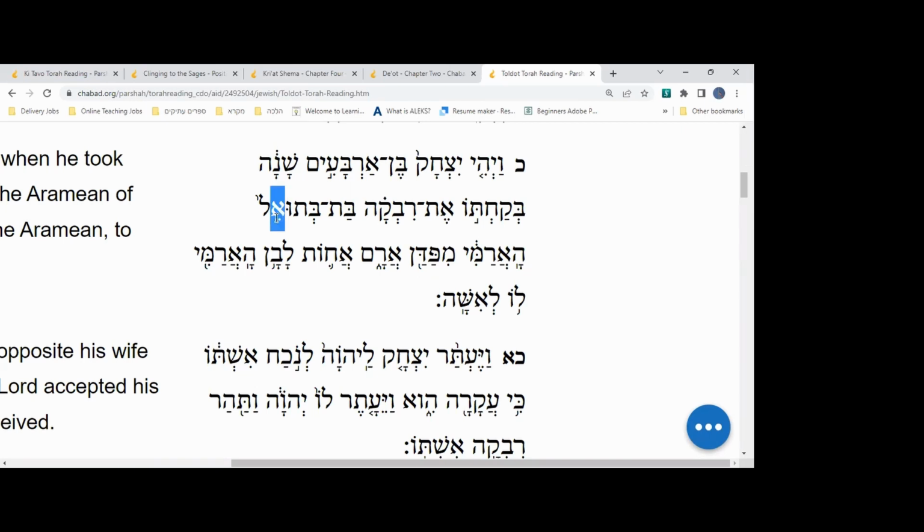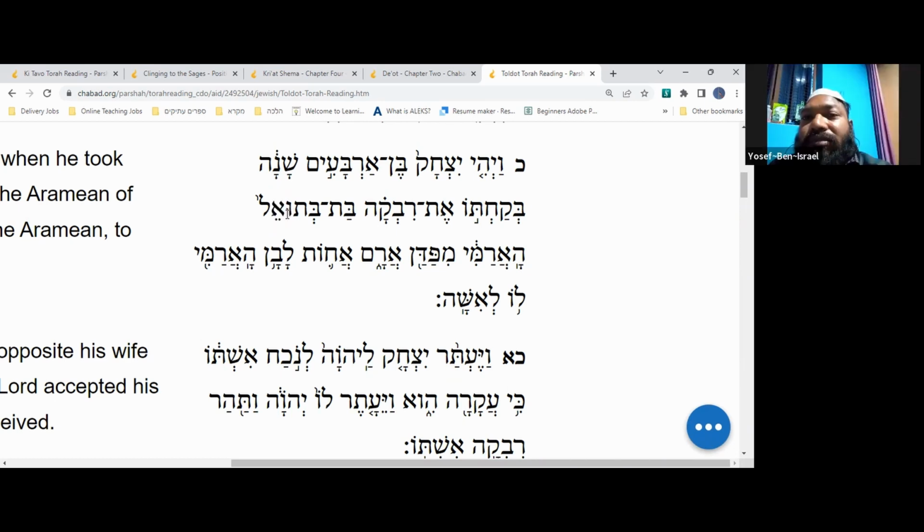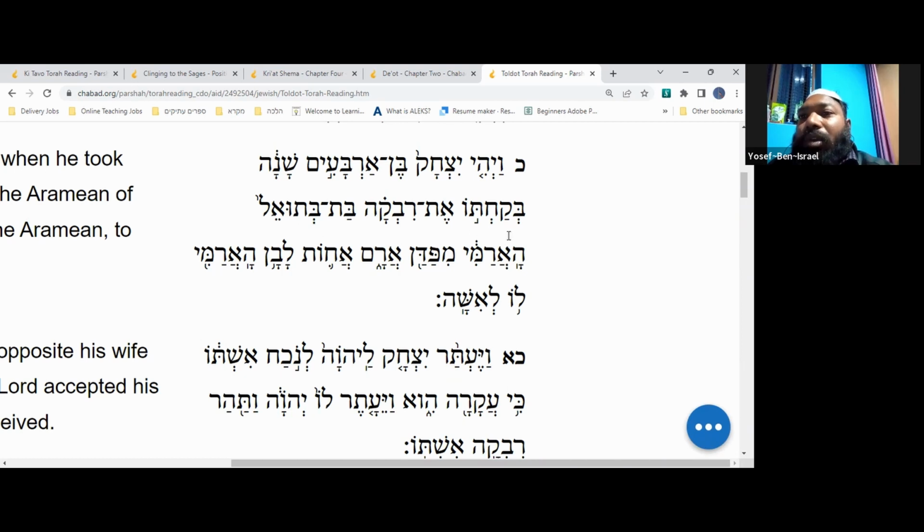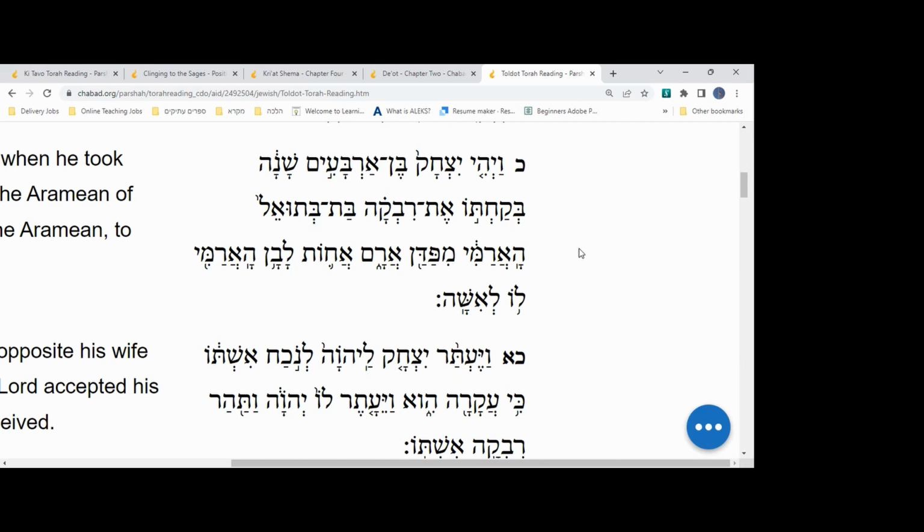Every time you see an aleph, anytime you see the letter aleph with a vowel, any vowel, then we need to hear the sound. That's the sound of aleph. Aleph makes a sound, like every letter, right? So if you see aleph with a vowel, you need to make a sound, just like ha-arami, Bethuel. Ha-arami. Yes. I think you got it now. I think you understand. All right.